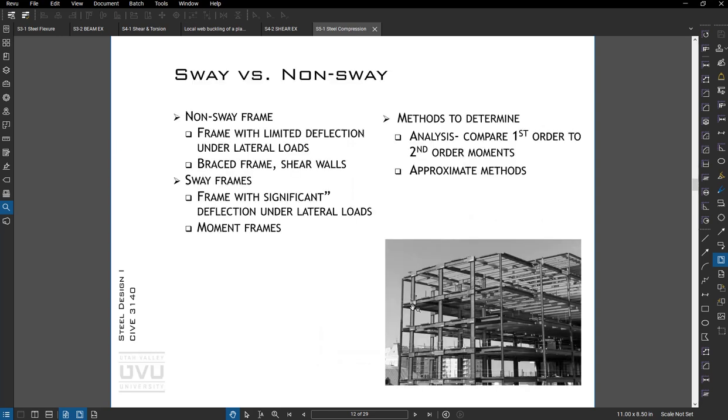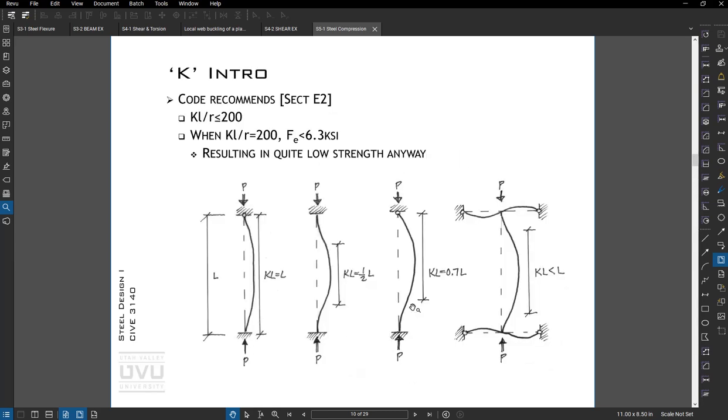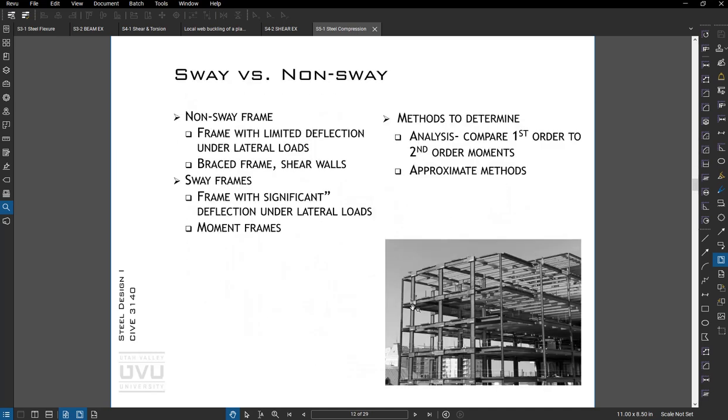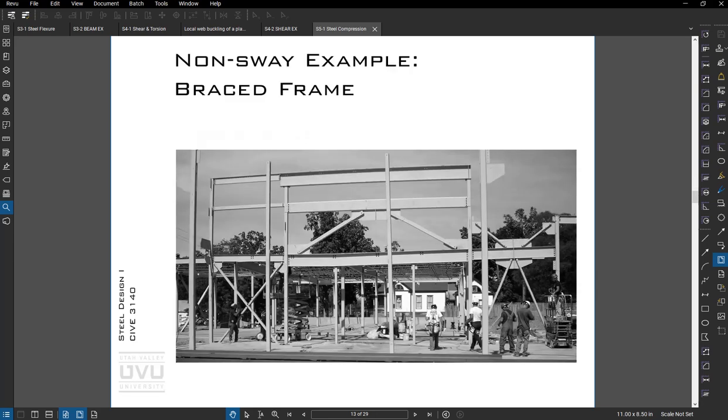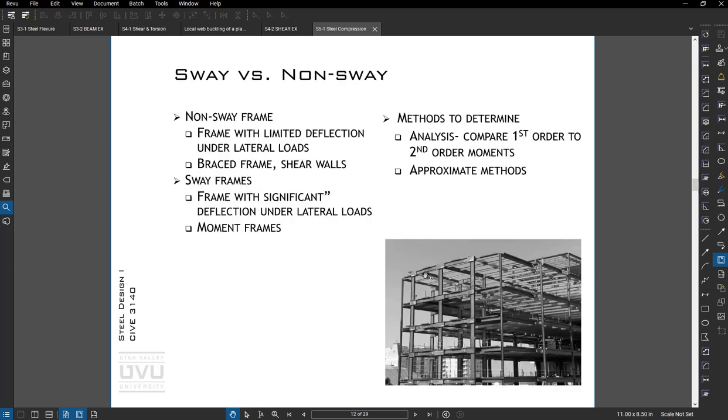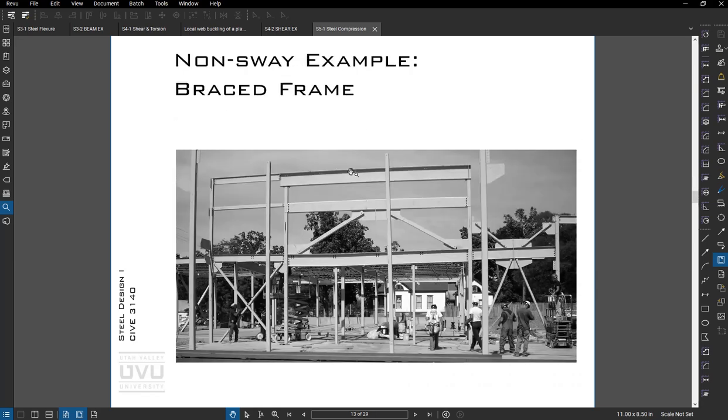All right, so one of the things we need to understand is the type. So this is kind of the simplistic version of K factors. We have a more complex version depending on the frame type, so sway versus non-sway. And really it comes down to, are we looking at moment frames or brace frames? So in this moment frame, you can get quite a bit of lateral movement, whereas a brace frame like this, even if it was a tall building or taller building, the braces are quite stiff and limit the lateral movement.